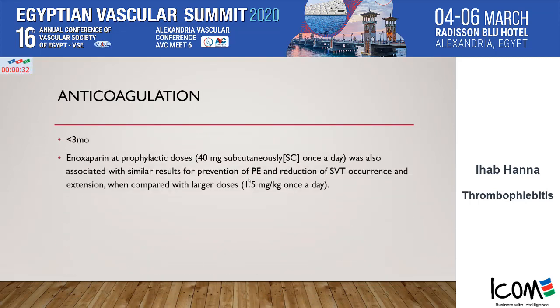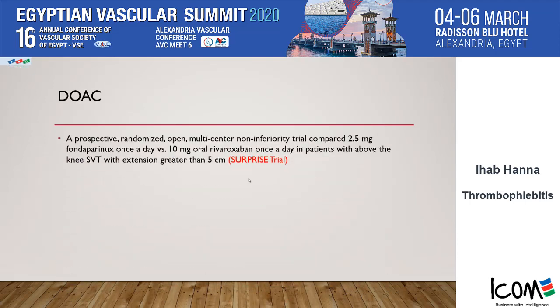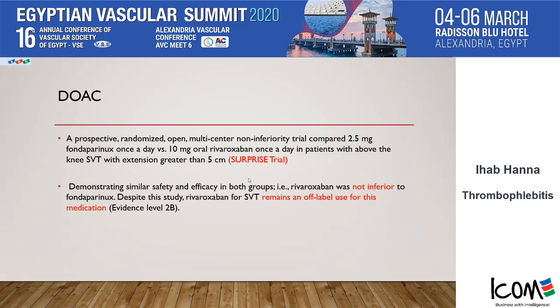Anticoagulation, less than 3 months. Enoxaparin at a prophylactic dose is not bad; it is equivalent to a therapeutic dose. The DOAC have shown in the SURPRISE trial to have a non-inferior effect to enoxaparin. However, they remain an off-label use for this medication.